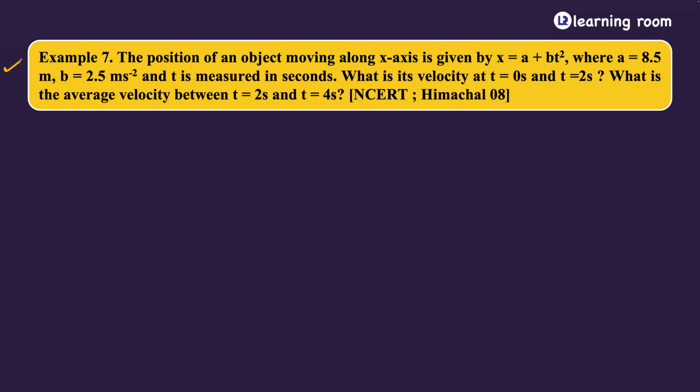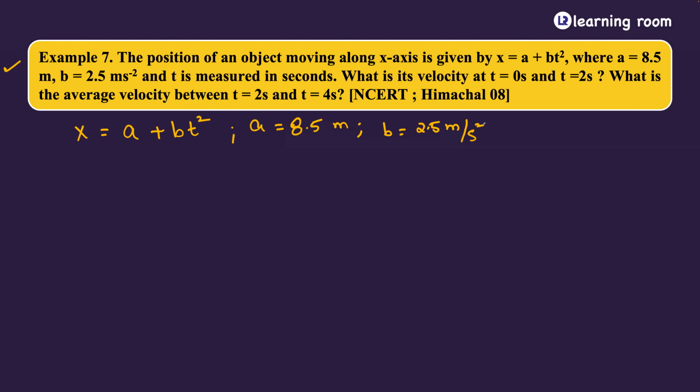Okay. So let's see another problem where it states the position of an object moving along the x-axis is given by the expression x is equal to a plus bt square, where a is given as 8.5 meter and b is 2.5 meter per second square. One point I would like to mention here is this a does not stand for acceleration. It is some constant. So x is equal to a plus bt square, where the value of a is 8.5 meter and the value of b is 2.5 meter per second square.